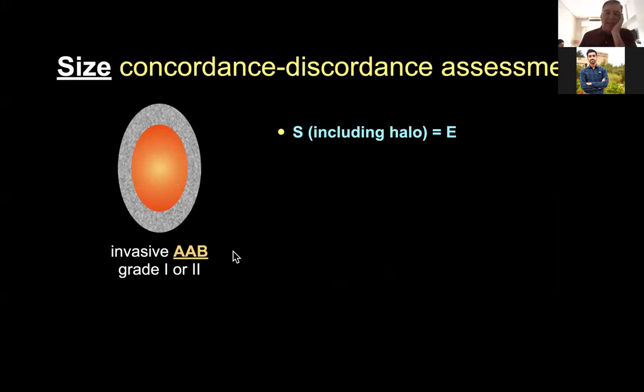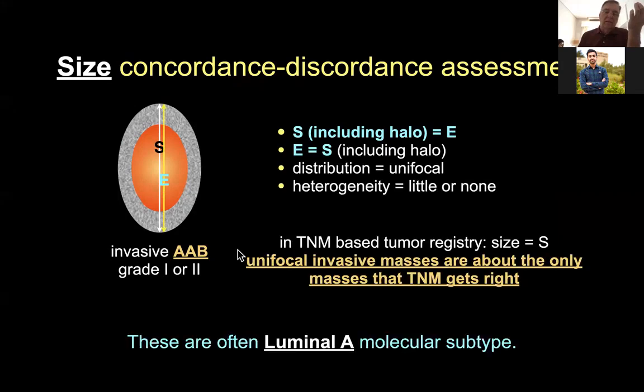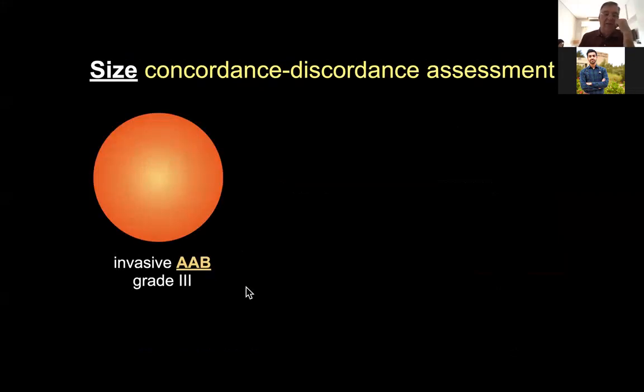So if we look at a spiculated lesion and we properly measure it to include the echogenic rim in a unifocal invasive luminal A or B grade 1 or grade 2 invasive cancer, the size will equal the extent. And this is very typical for luminal A cancers, grade 1 and grade 2 luminal A. In a grade 3 invasive AEB, like a triple negative, size equals extent again. It's not difficult.